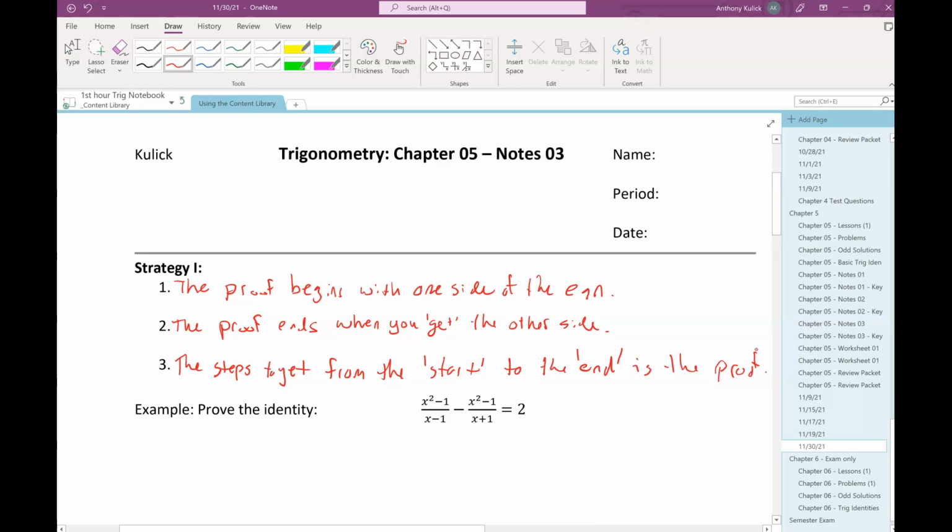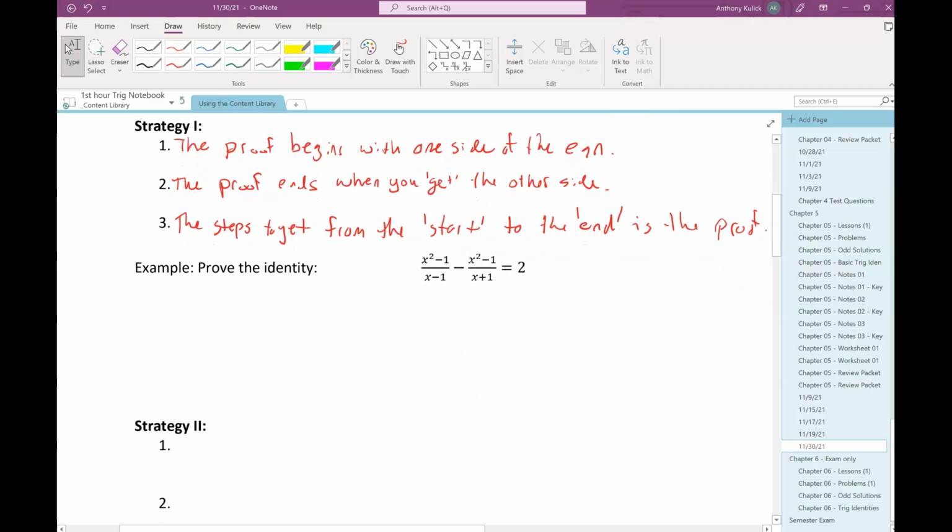So the part that I care about, and the part you're going to be graded on, is that middle part, is the steps going from the beginning to the end. So this is purely a work shown kind of problem. So let's look at an example.